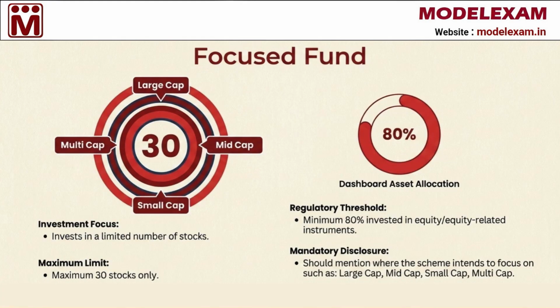Now let's explore the focused fund, which takes a very concentrated approach by investing in a very small number of stocks. These funds are limited to a maximum of 30 stocks only and must keep 80% of their assets in equity. It is also mandatory for these funds to clearly state where they intend to focus, whether that be in large cap, mid cap, small cap, or multi-cap stocks.